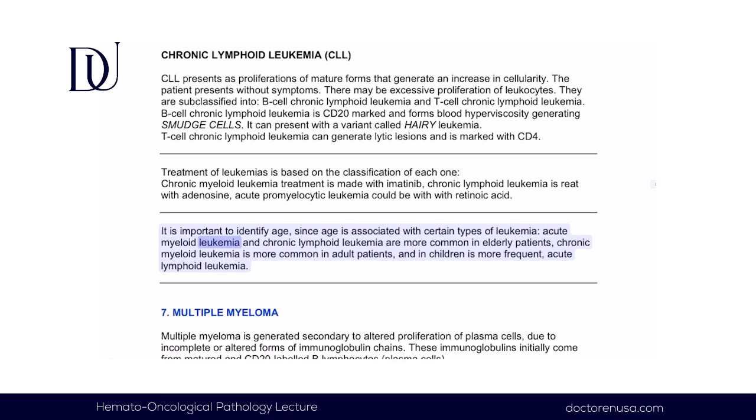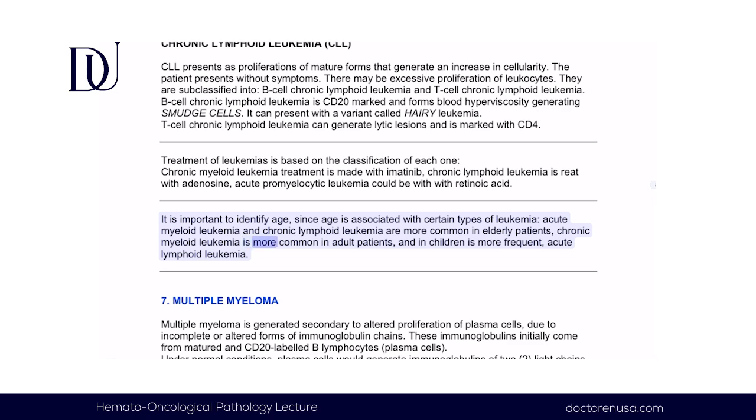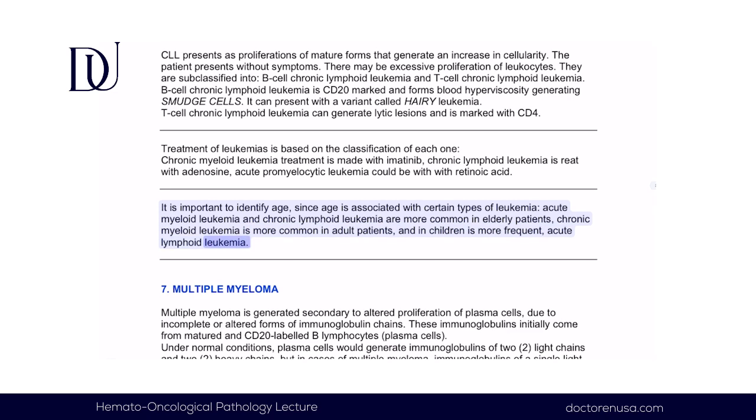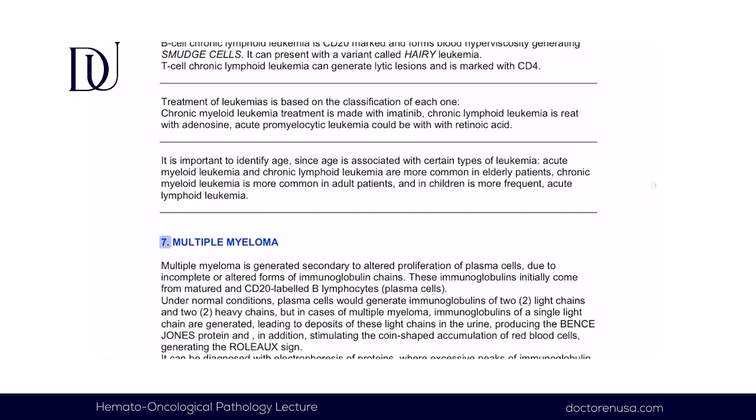Acute myeloid leukemia and chronic lymphoid leukemia are more common in elderly patients, chronic myeloid leukemia is more common in adult patients, and in children acute lymphoid leukemia is more frequent.